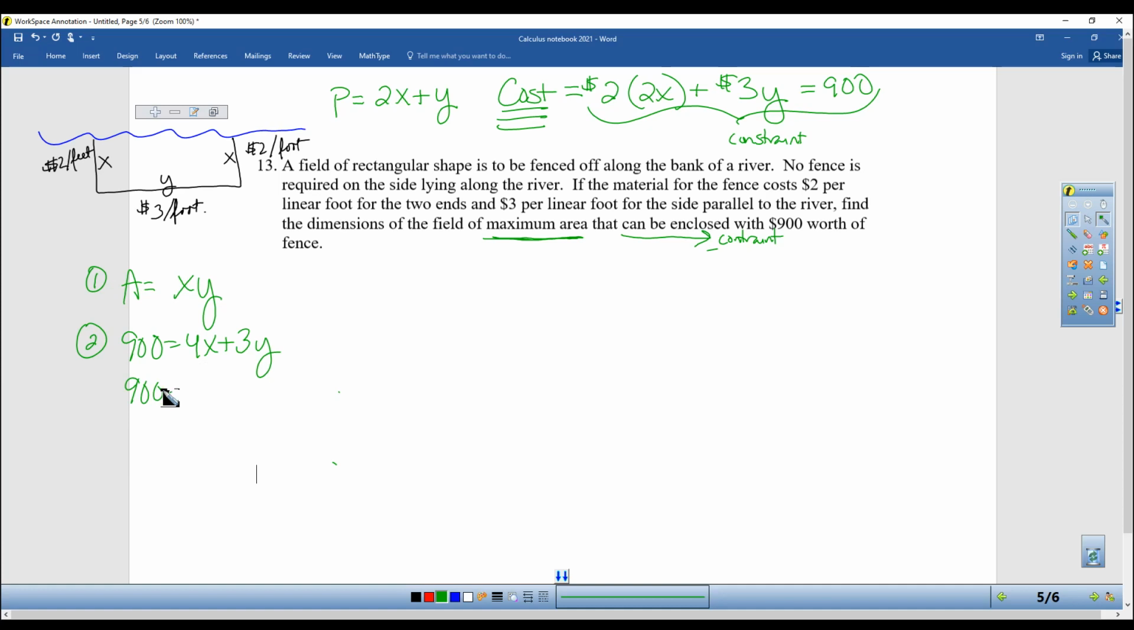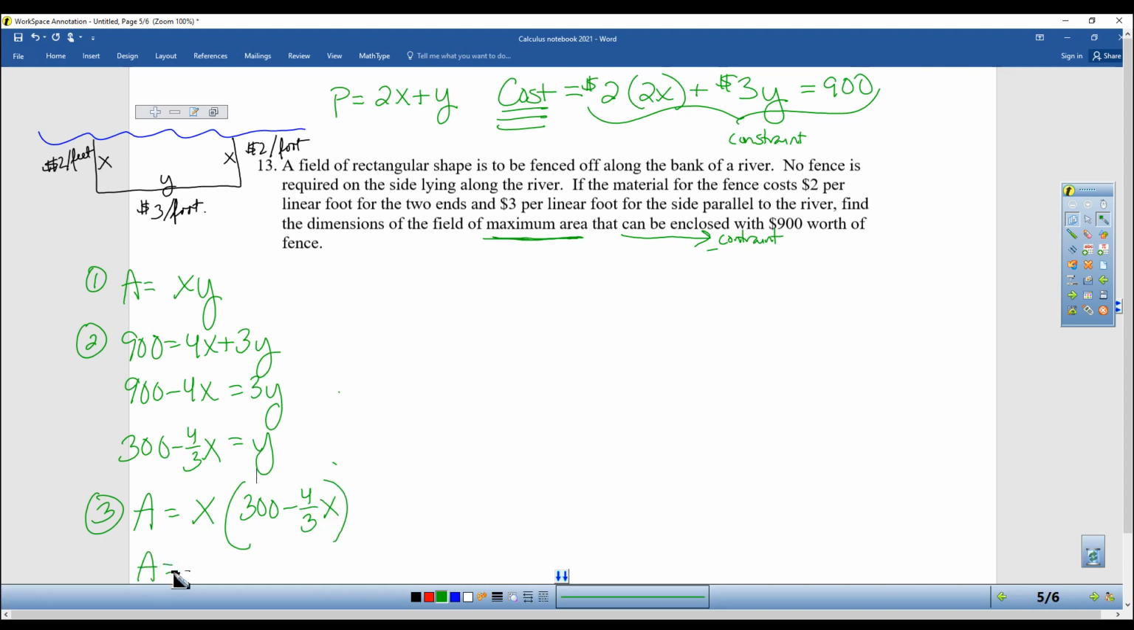So let's do 900 minus 4x is equal to 3y. Y is equal to 300 minus 4/3 x. That means I can now rewrite my area formula as x times 300 minus 4/3 x. You could use product rule, but I think it's easier to do 300x minus 4/3 x squared.